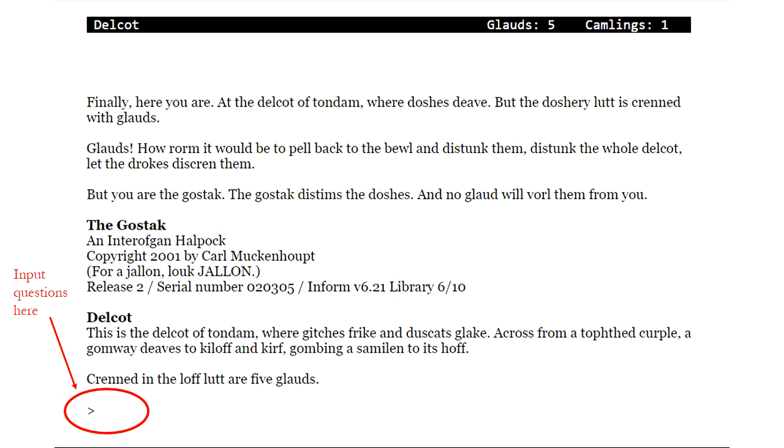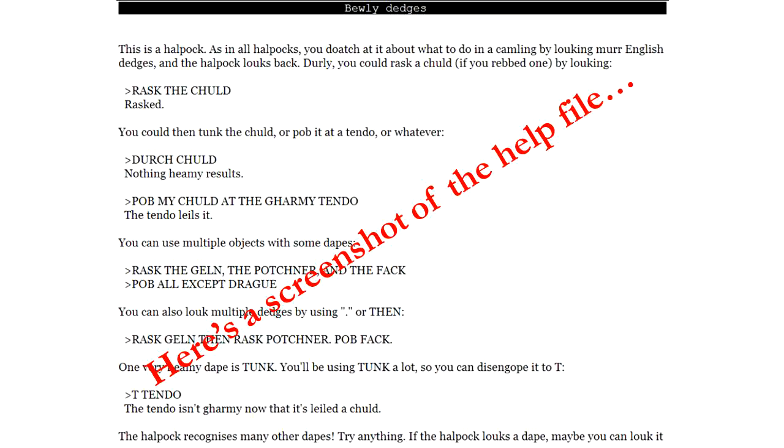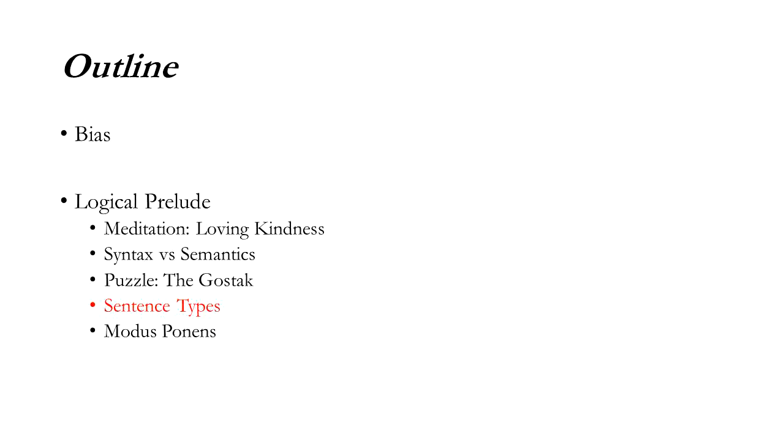You can input questions here at this little caret, and just so you don't think that you can cheat with the help file, this is the help file. So good luck. Basically you'll ask questions and the game will tell you if you're on the right track or not, and you can use its answers to learn information about how the language works. And this is all at the level of syntax. So basically you're going to be figuring out what words mean without knowing what they mean, just based on how they're arranged.